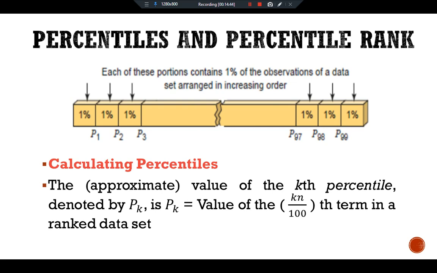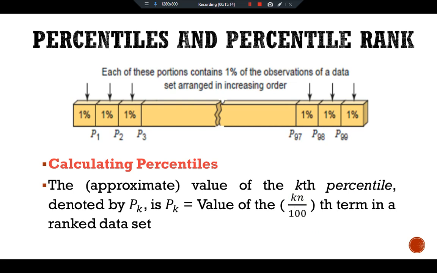The approximate value of the kth percentile, denoted by Pk, is the value of the k times n divided by 100th term in a ranked data set. Here k denotes the number of the percentile and n represents the sample size.